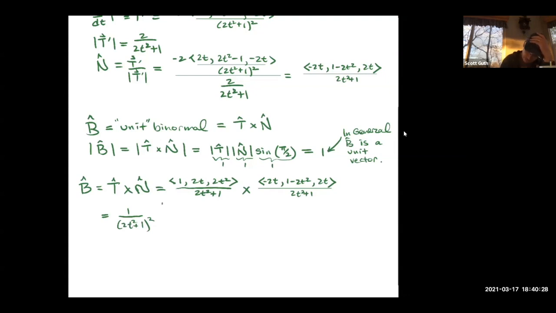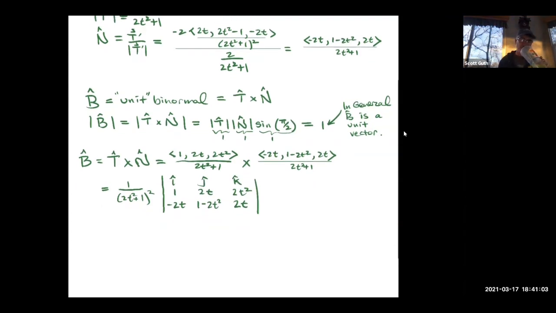Okay, so I'll go ahead and make that determinant here with the ijk. So in the first row, you're going to have a 1, a 2t, this would be a little bit messier, and a 2t squared. Second row, you're going to have a negative 2t, a 1 minus 2t squared, which I don't like, and a 2t. And then of course ijk up on top. So that's one of the uglier cross products we've done. Any questions?